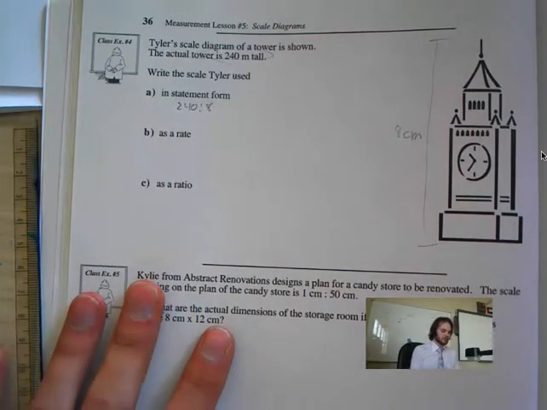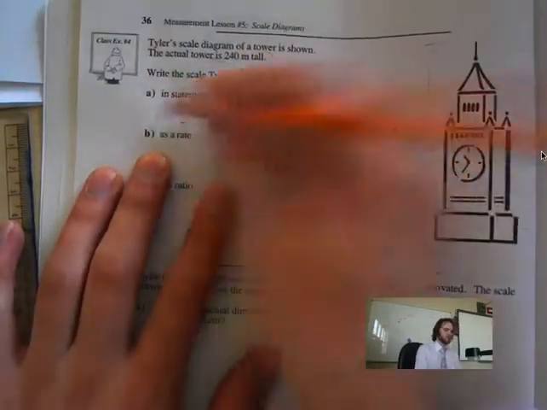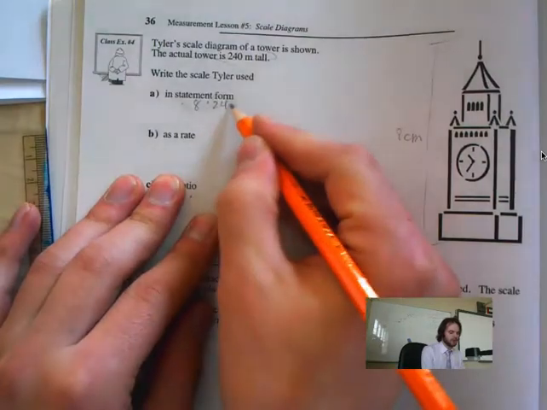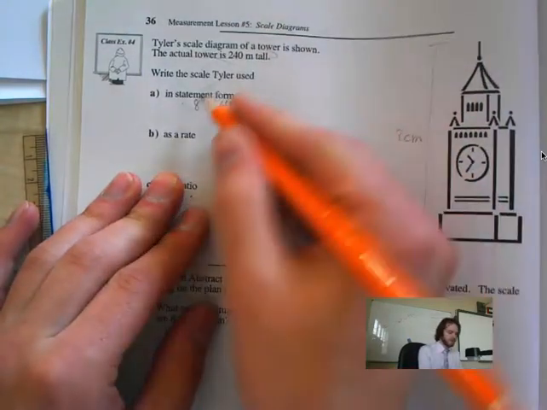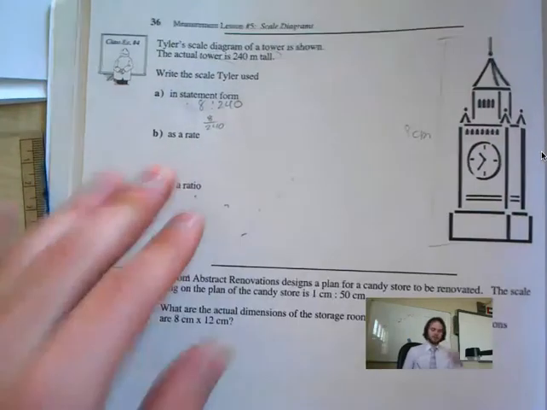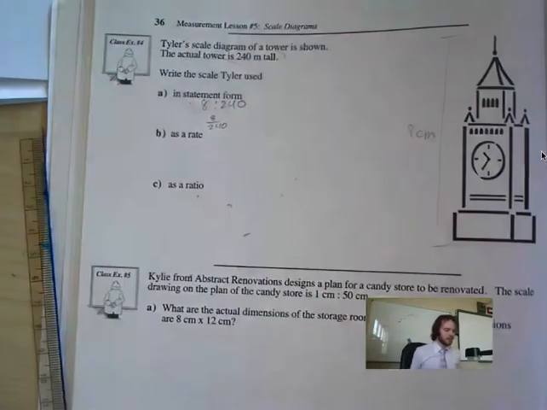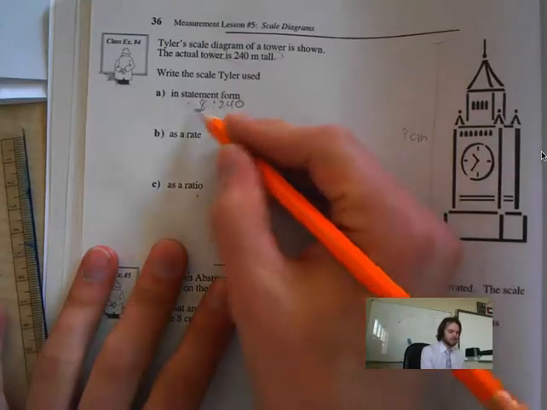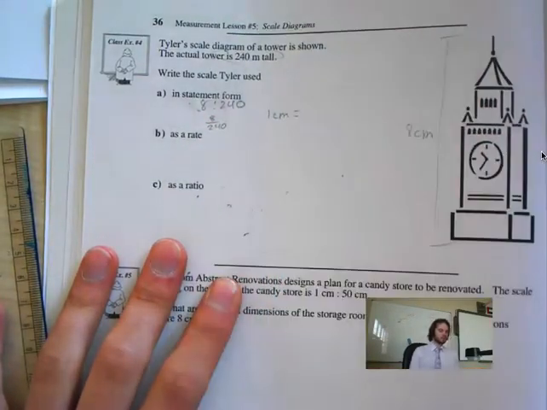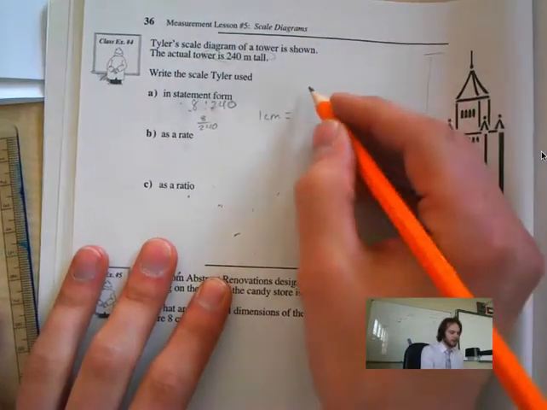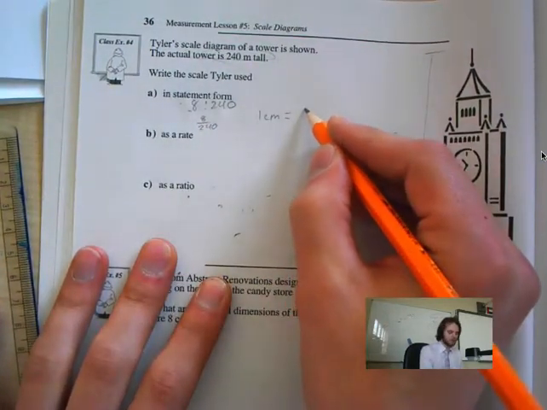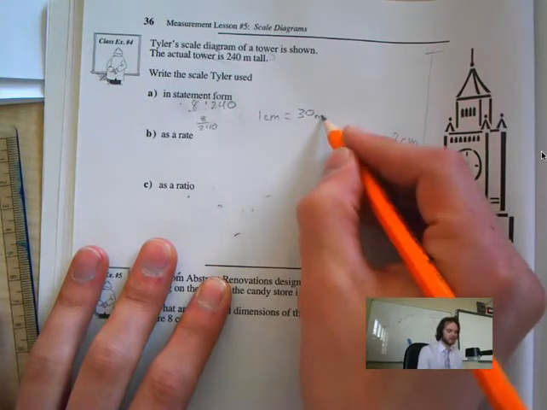Or sorry, new is 8. Sorry, we always do new first. We have 8 to 240, or we could also say 8 over 240. Okay? So then, if we break this down, divide both by 8, 1 centimeter is equal to, that divided by 8 is going to be equal to 30 meters.